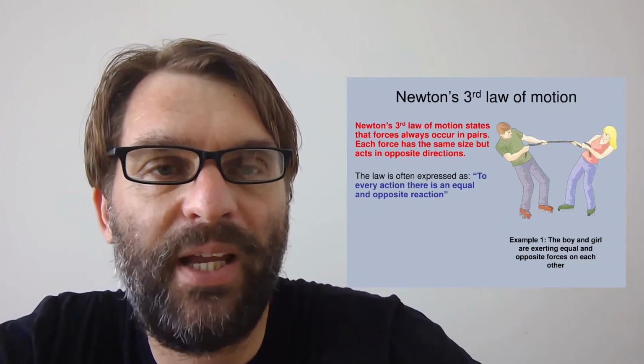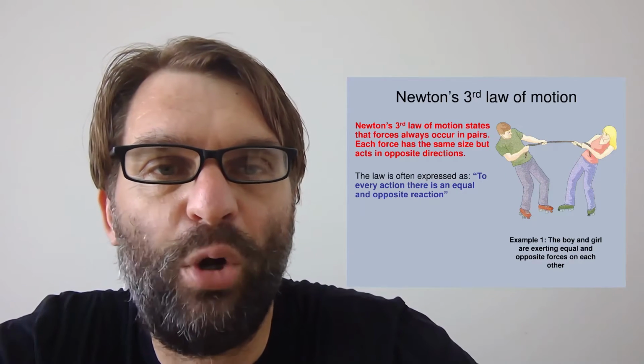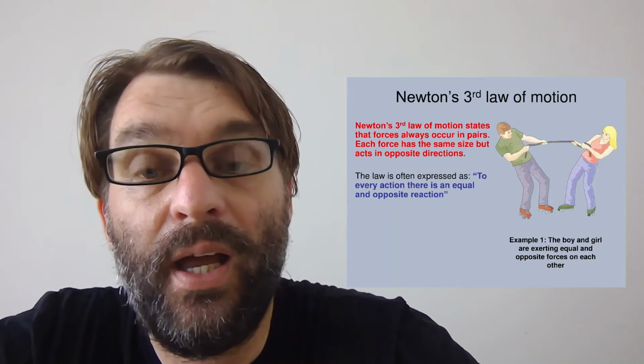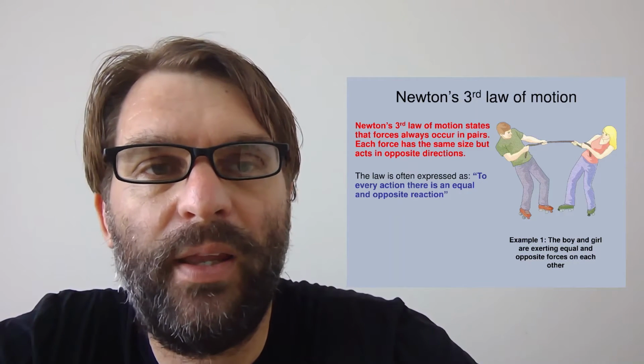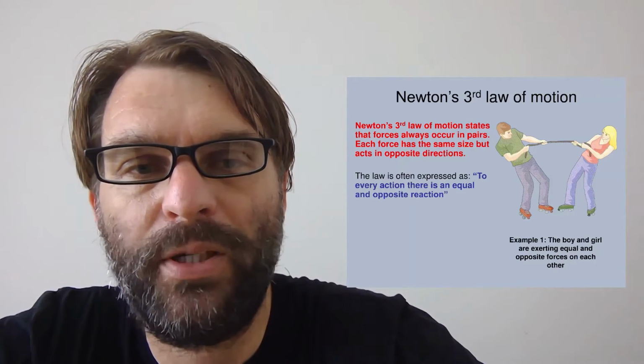Okay, so here's an example of two people fighting over a rope. And there is, of course, a pull force from the man and an opposite pull force from the woman in an opposite direction. Equal and opposite.